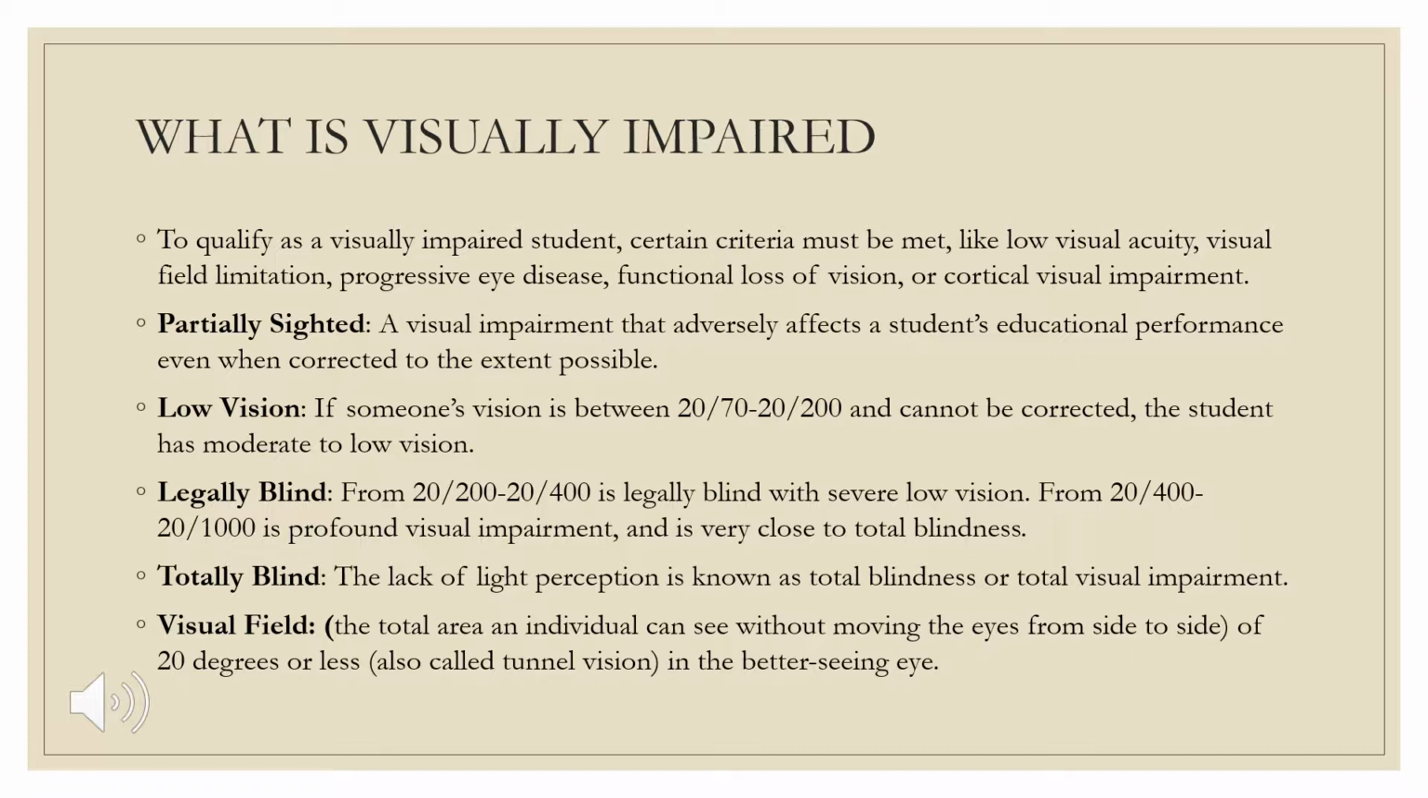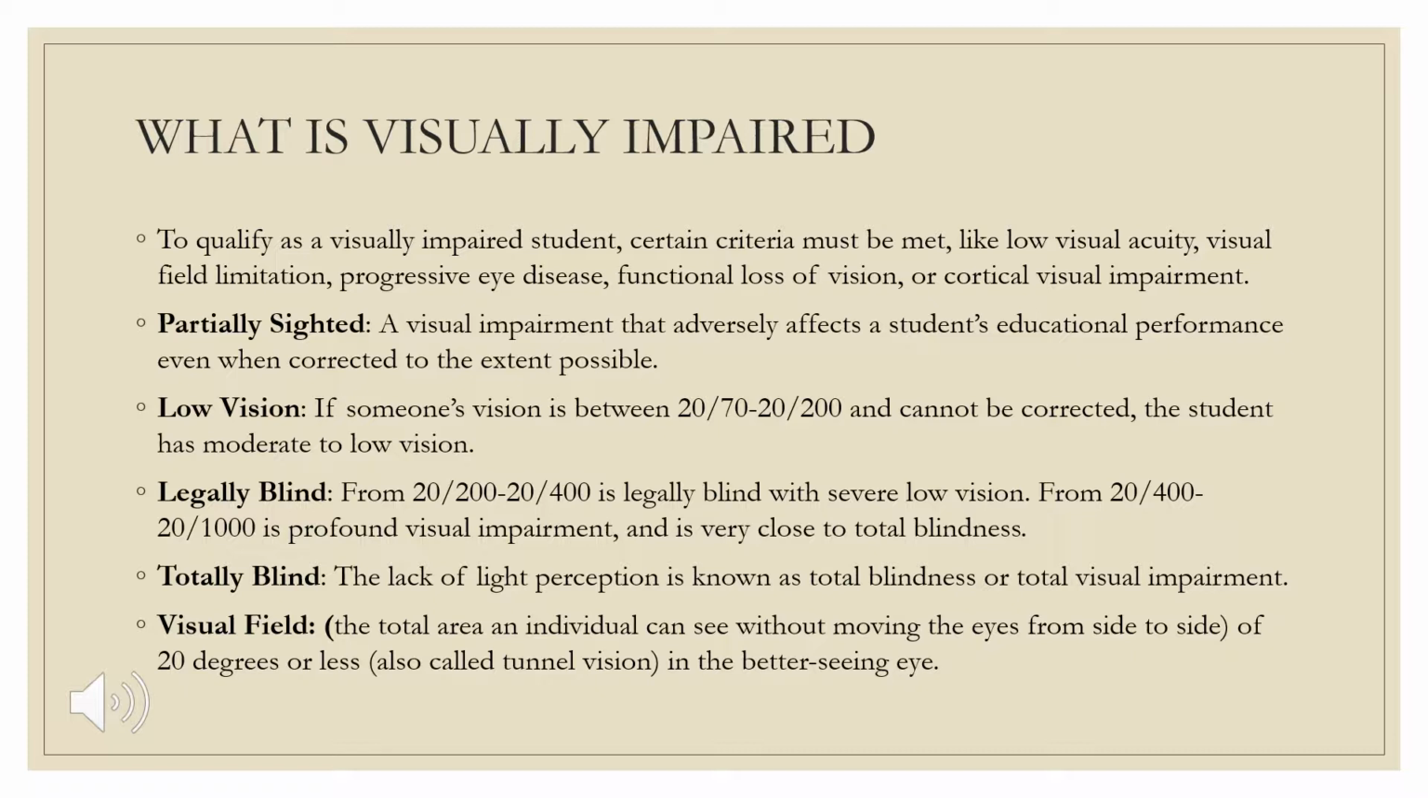To qualify as a visually impaired student, certain criteria must be met, such as low visual acuity, limited visual fields, a progressive eye condition, a functional loss of vision, or a diagnosis of cortical visual impairment. This information will need to be included on the KIMRC eye report, downloaded from the Kentucky School for the Blind website, by a licensed optometrist or ophthalmologist.